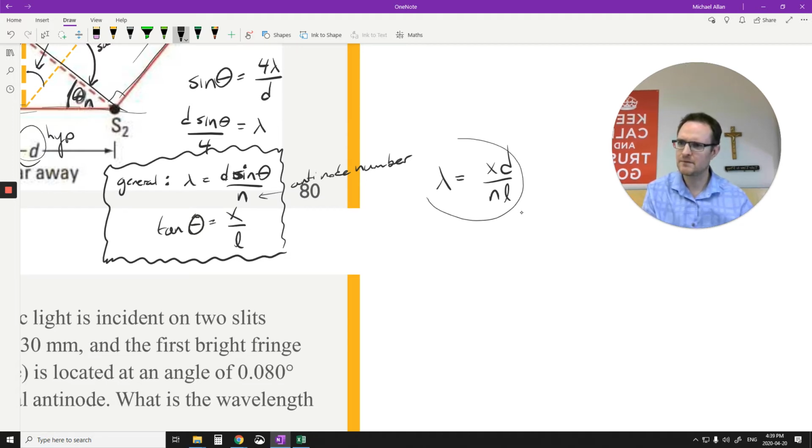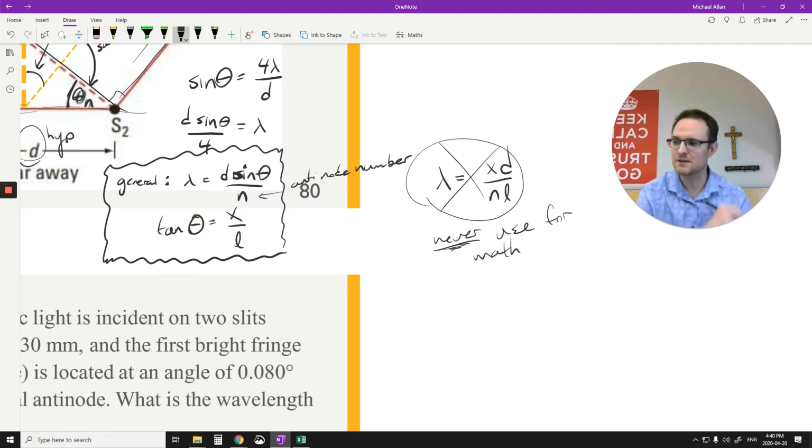So this formula is never used for math. Now, I'm just going to say never. Some people might say, oh, use this if the angle is 1 degree or less. I say it has to be much less than 1 degree, like in the first question down here, which is 0.08 degrees. You probably could use this formula because the angle's that small. But if you have the angle, just use the other formula. There's no point to using this formula. If you can find the angle to verify that you can use this formula, then use the other one.